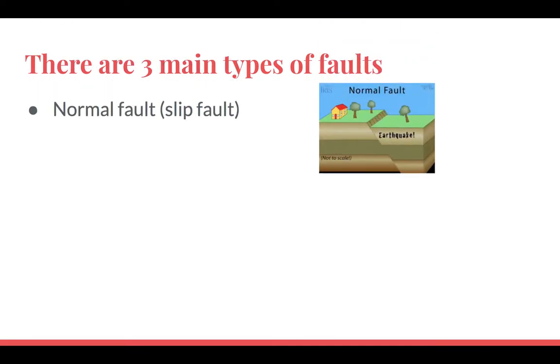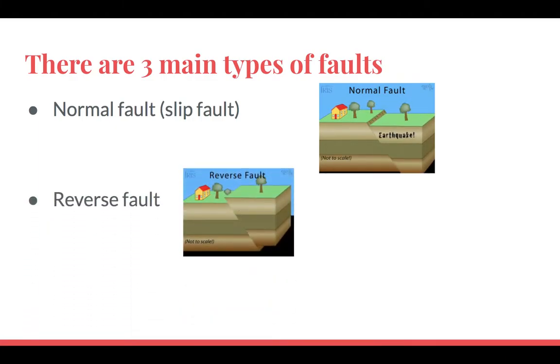It's also called a slip fault because what happens is the pressure is pulling apart, kind of like a divergent boundary. It's pulling apart, and so gravity pushes one side down, it slips down. A normal fault, the rocks are pulling apart, and one side slips down. A reverse fault is the exact opposite. The pressure is pushing in, and one side actually slips up.